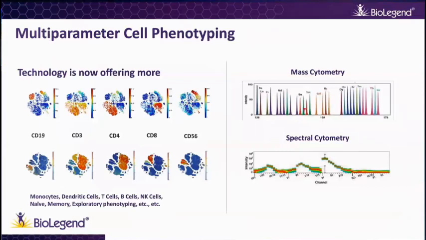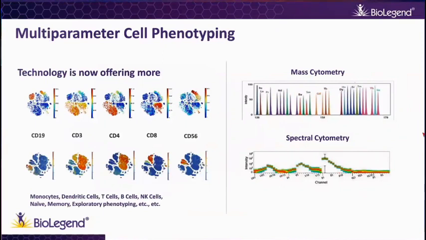And in the next slide here, I'm showing you how this process is evolving, because new technologies such as mass cytometry and spectral cytometry are providing more and more channels or parameters to be used to detect proteins in the surface or in the intracellular space of the cells.